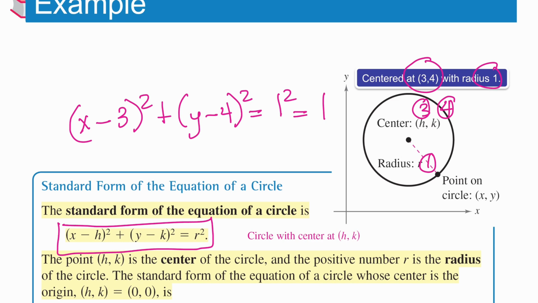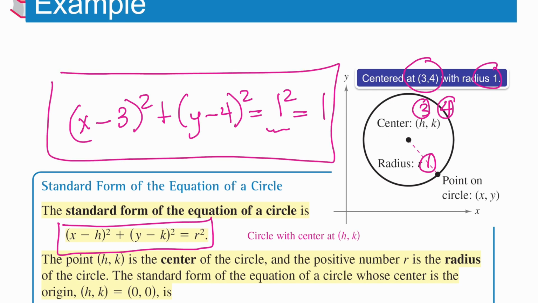Now, if my r was 3, then I would do 3 squared, and this would actually be 9 instead of 1, but 1 squared is just 1. And so I would probably omit the 1 squared and just have it equal to 1. And that would be my formula for this particular circle that is centered at (3, 4) and has a radius of 1.